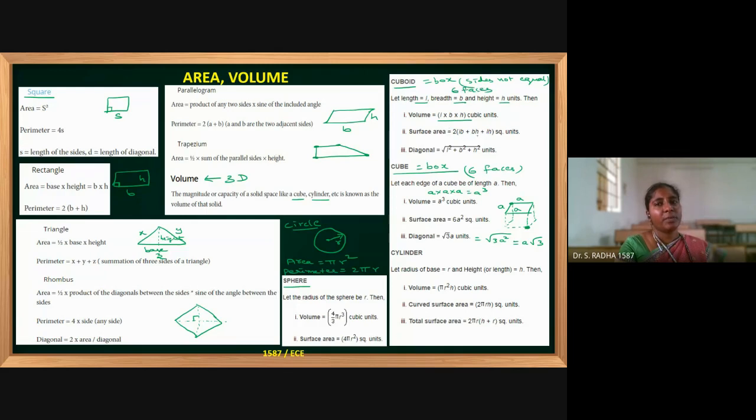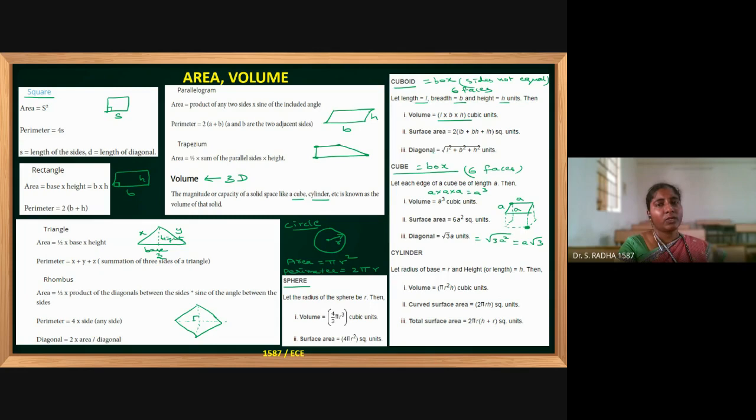Other face B into H, other face L into H. Oppositely also, because there are 6 faces, 2 opposite faces are there in the box. Okay, L into B will come 2 times, B into H will come 2 times, and L into H will come 2 times. That is called surface area.